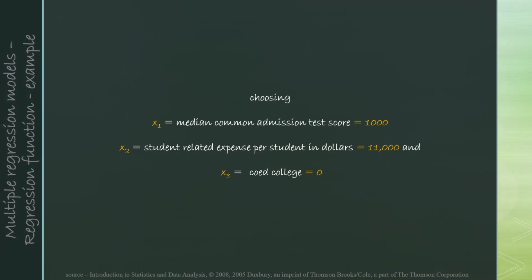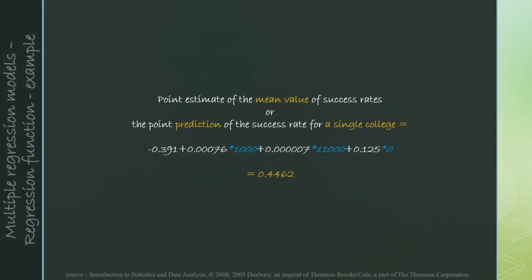Accordingly, choosing the following values for each of the three predictor variables: x1, the median common admission test score, equal to 1000, x2, the student related expense per student in dollars, equal to 11,000, and x3, the indicator variable for a co-ed college, equal to 0, we arrive at the point estimate of the mean value of success rates, or the point prediction of the success rate for a single college, equal to minus 0.391 plus 0.00076 multiplied by 1000 plus 0.000007 multiplied by 11,000 plus 0.125 multiplied by 0 equals 0.4462.